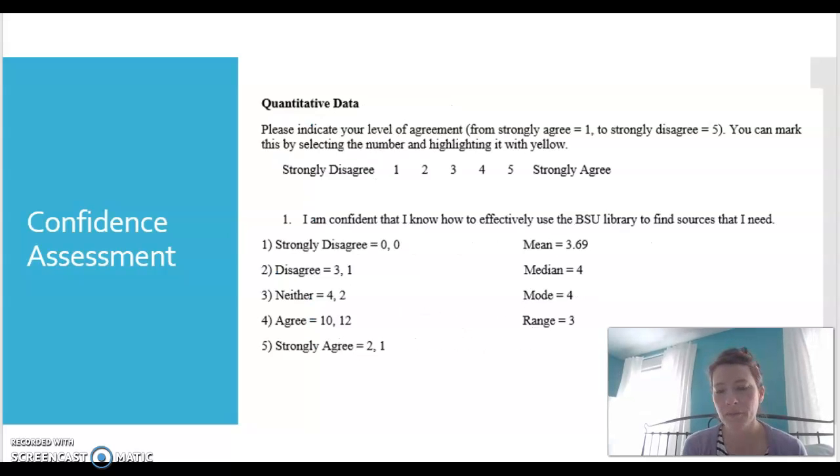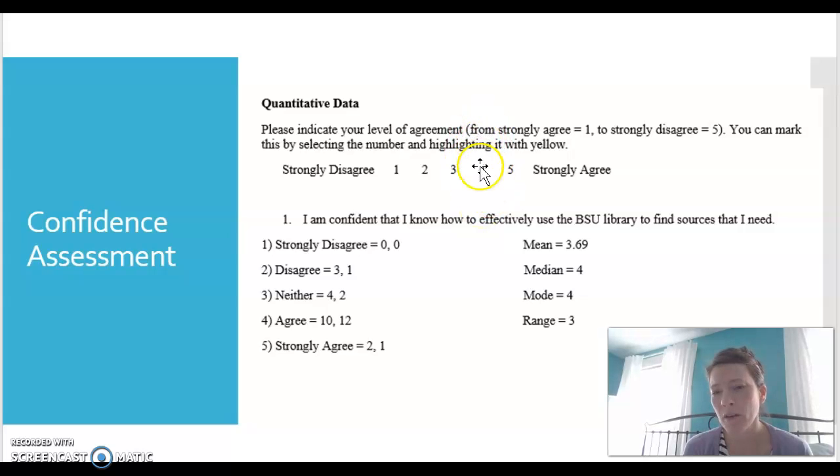So for instance, just to highlight the quantitative data, what I'm able to do from the Likert questions, where you had to indicate your feelings, is take that information and turn it into numerical data. So I could assess overall that the class tends to feel pretty confident, above average, 3.69, in its ability to use the BSU library to find sources that they need.